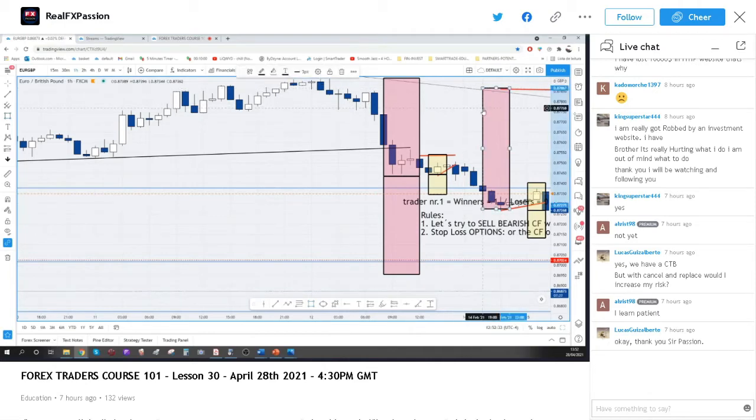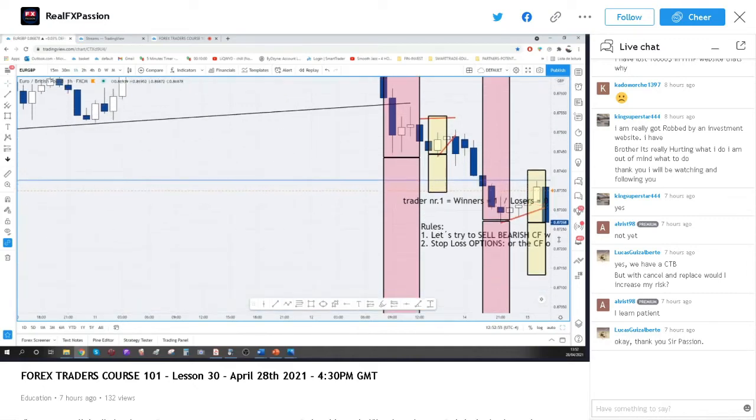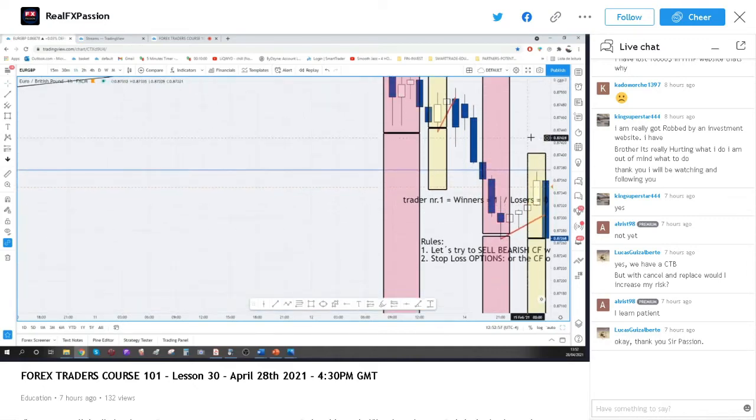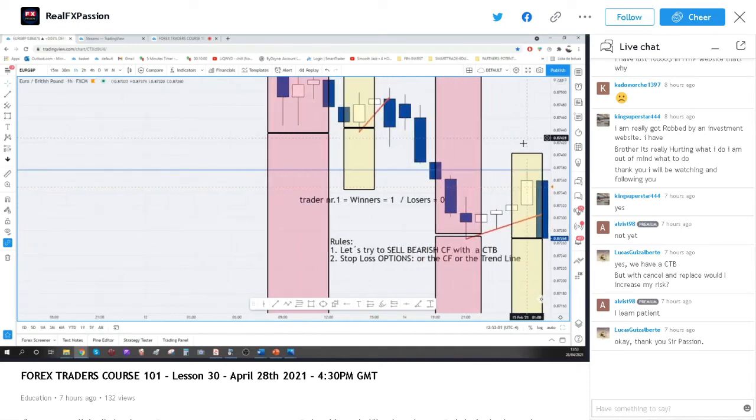Yes, the internet is slow today. Okay. Two traders shorting bearish candlestick formations on Euro GBP, 1 hour time frame, with a different stop loss level. Now let's see how this is going to play out. All right, step by step.